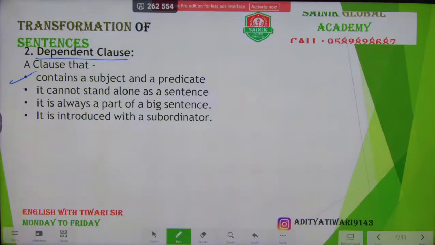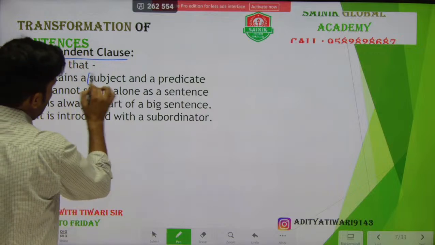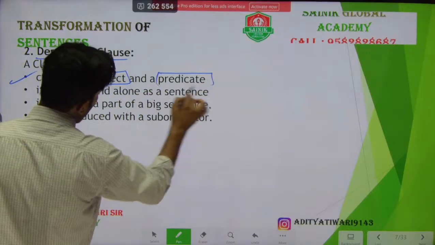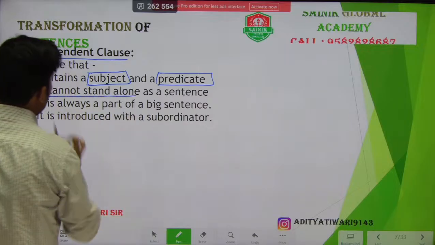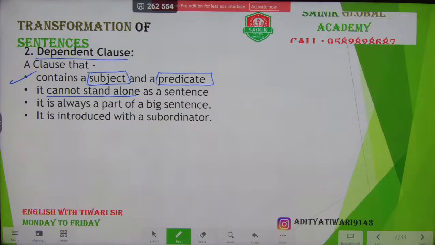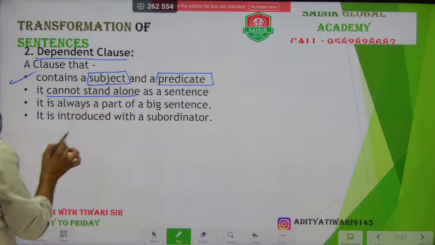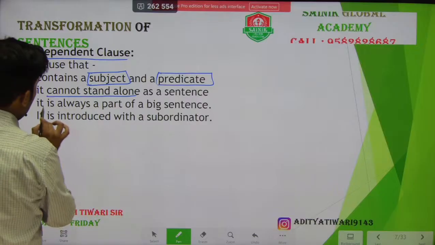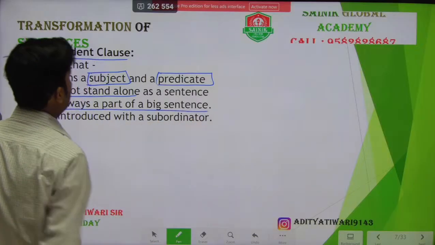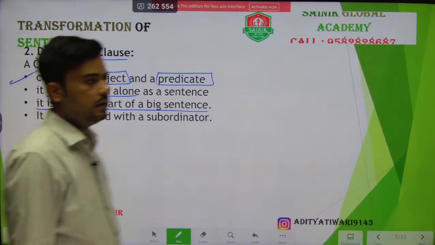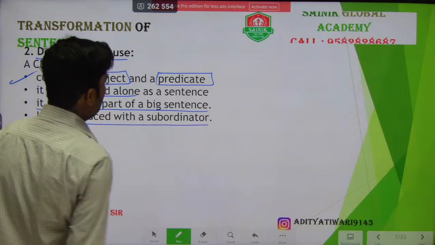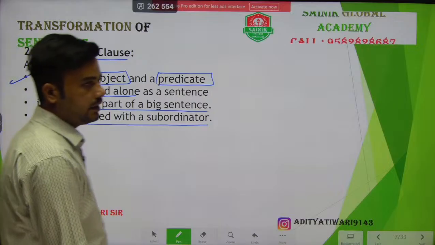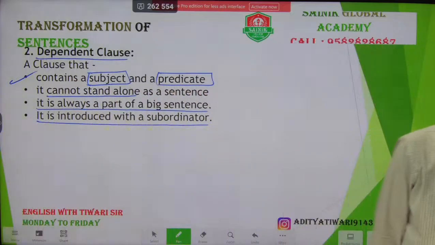So here I told in dependent clause, okay, we get a subject and a predicate. Okay, and dependent clause cannot stand alone. Okay, you can see dependent clause, it never stands alone. Okay, and dependent clause, it is always a part of a big sentence and it is introduced with a subordinator. Okay, like dependent clause beta, it is always introduced with a subordinator.